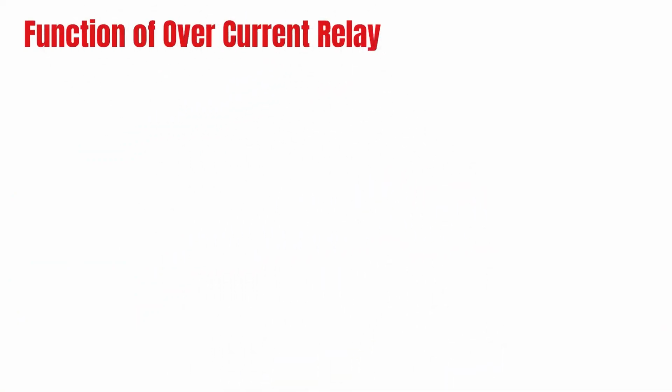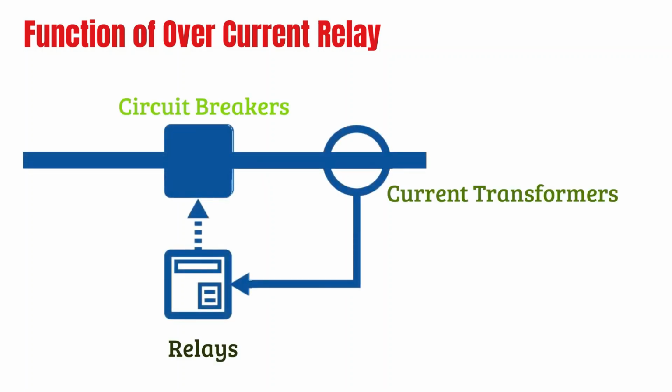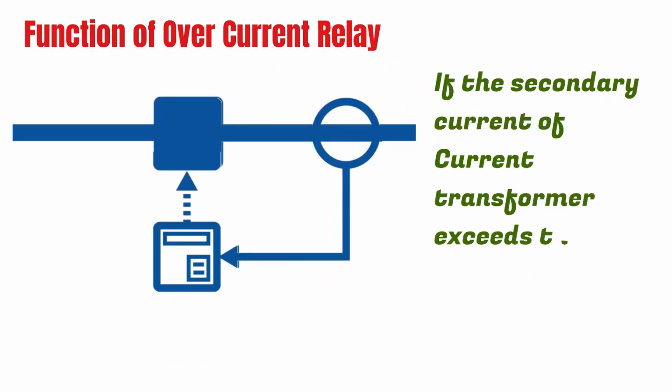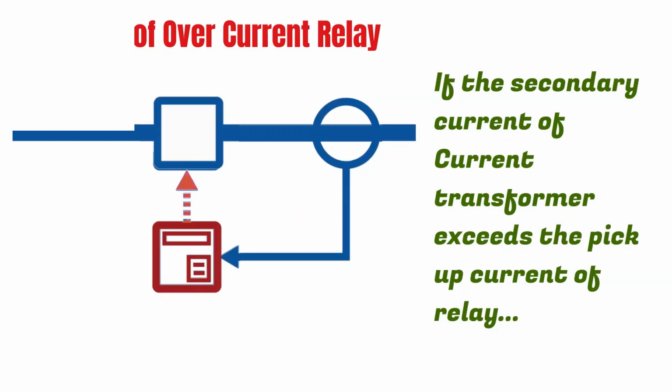So how does the relay operate? What is the function of relay? The protection systems consist of circuit breakers, current transformers, and relays. Current transformer transforms the primary current into a smaller current which is called the secondary current. This current is taken by relay. If this current exceeds the pickup current of relay for a specific duration of time, the relay will operate and turns off the circuit breaker to cut off the current path.